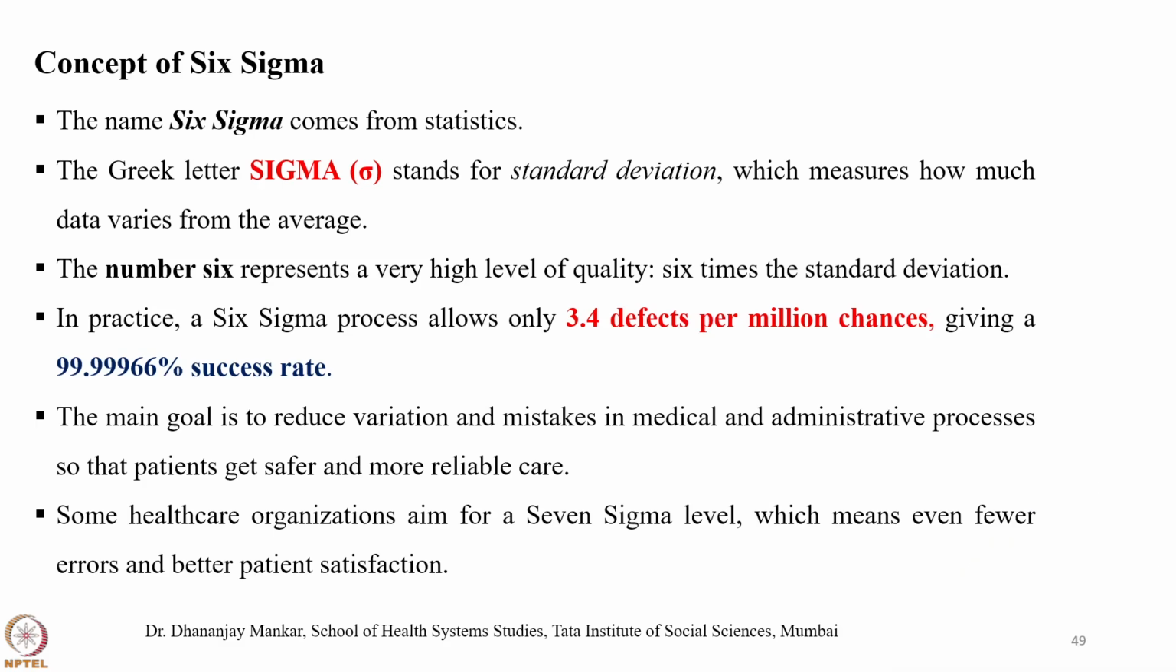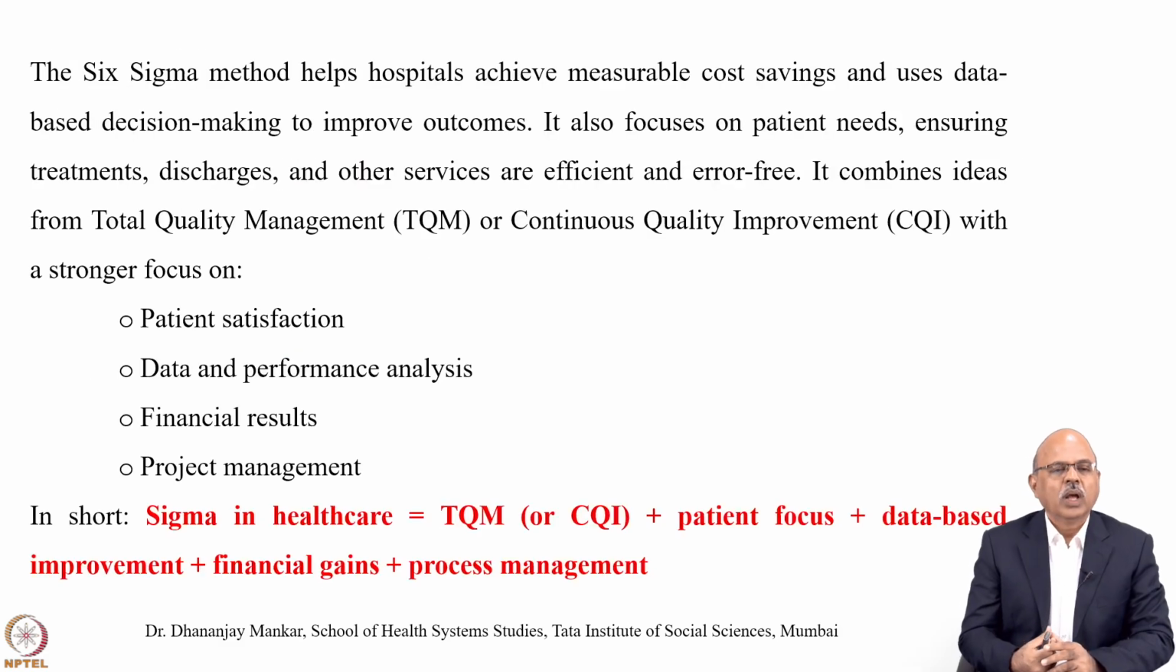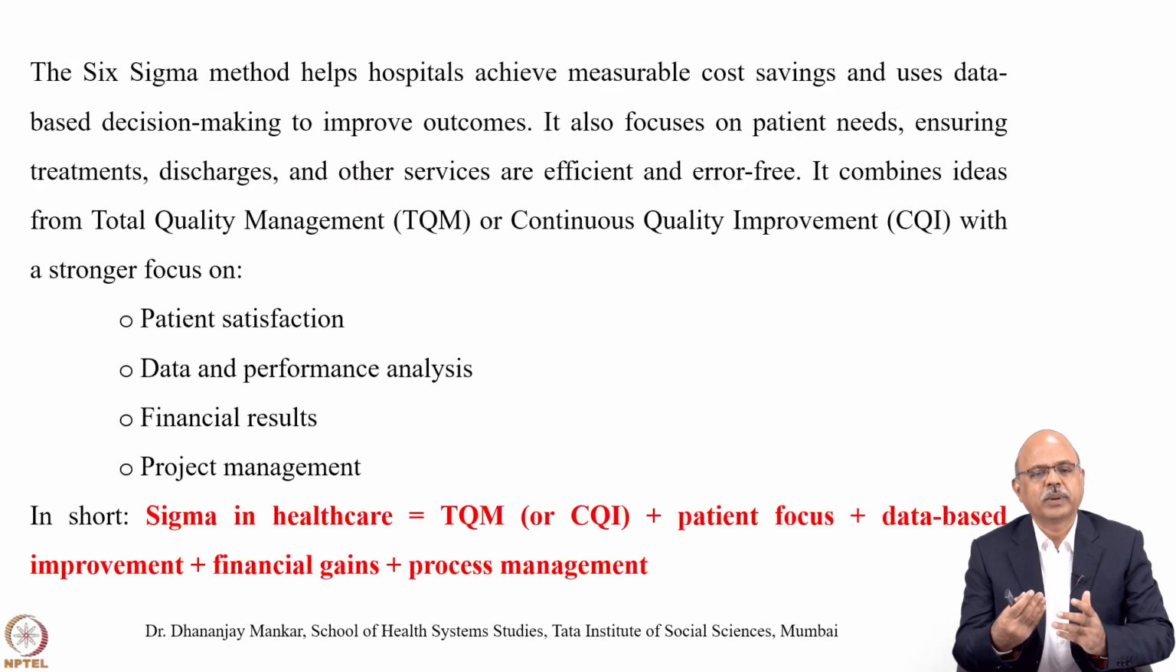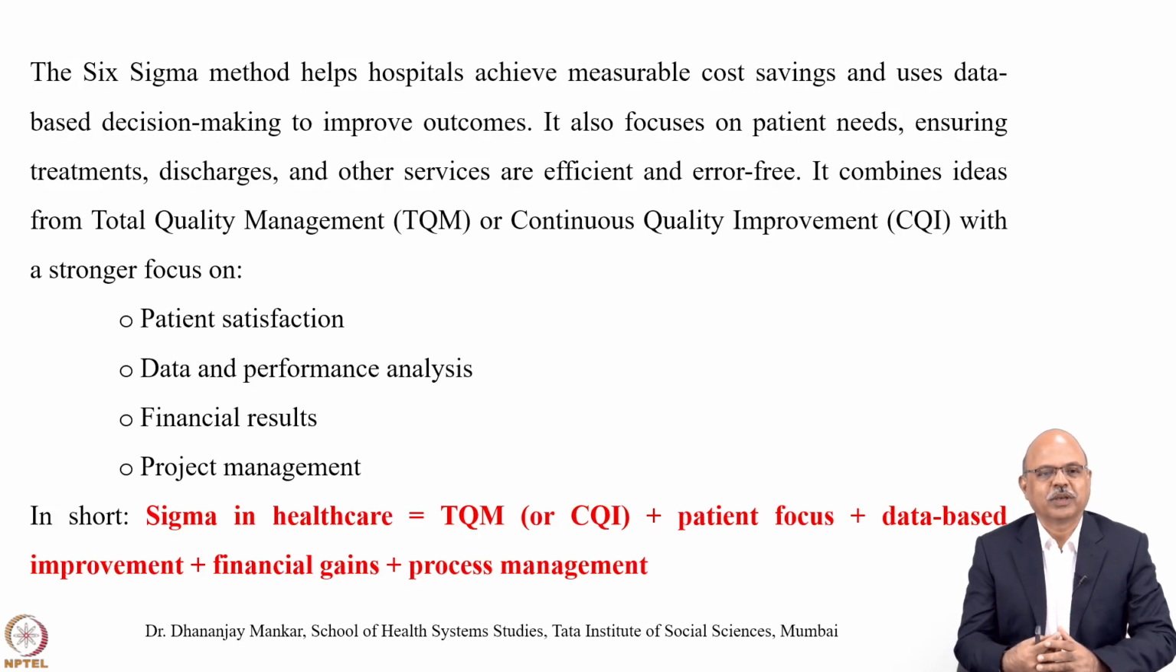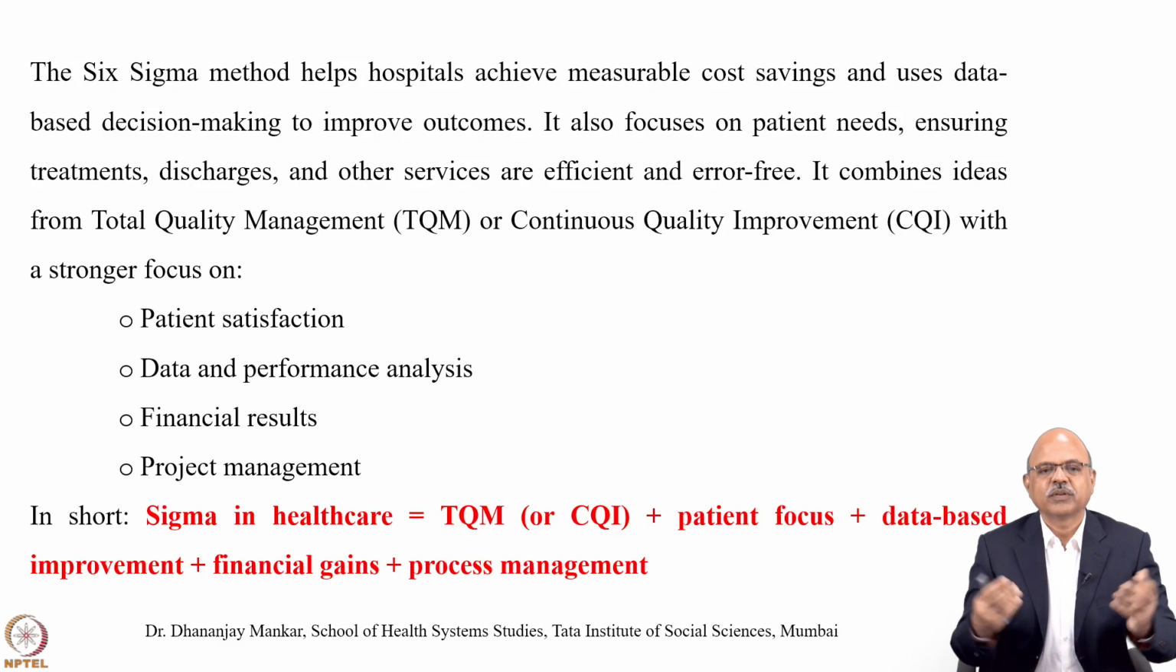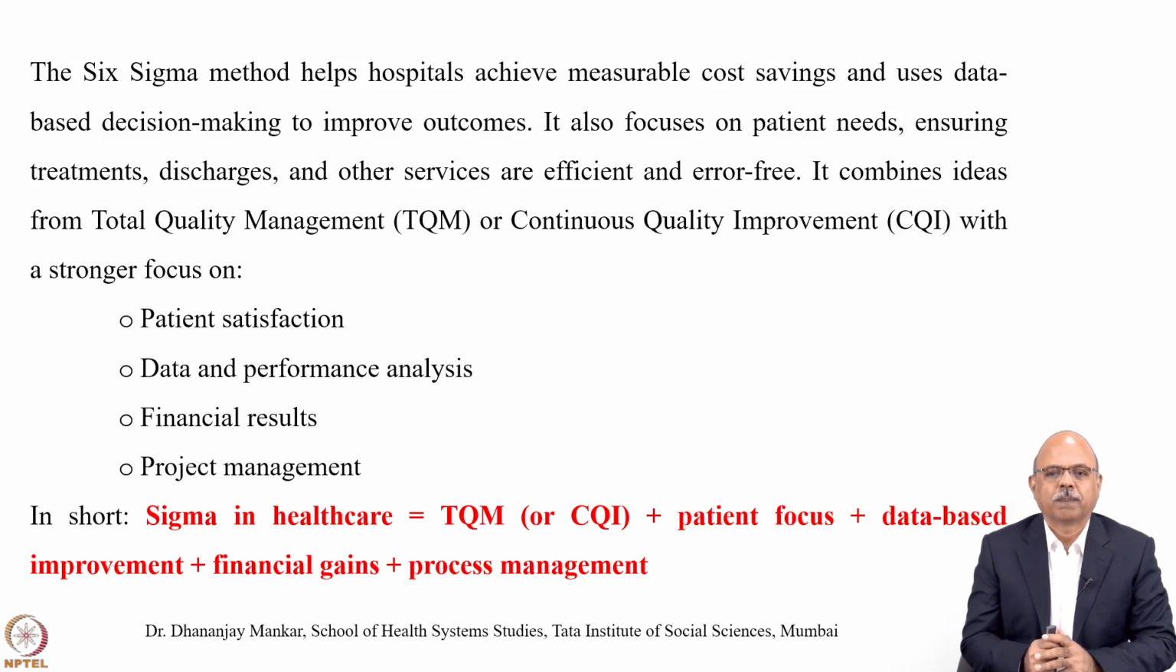Some healthcare organizations aim for a 7-sigma level, which means even fewer errors and better patient satisfaction than the level of Six Sigma. The Six Sigma method helps hospitals achieve measurable cost savings and use data-based decision making to improve outcomes. It also focuses on patient needs, ensuring treatments, discharges and other services are efficient and error-free.